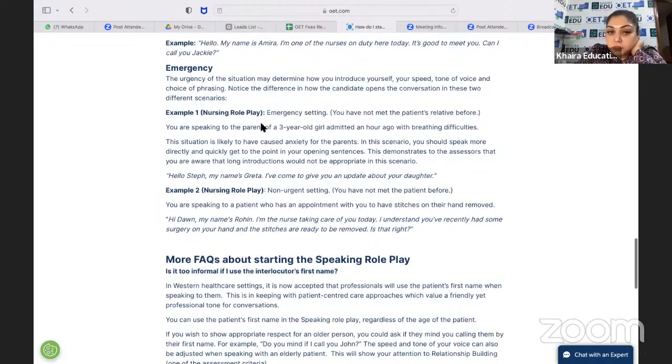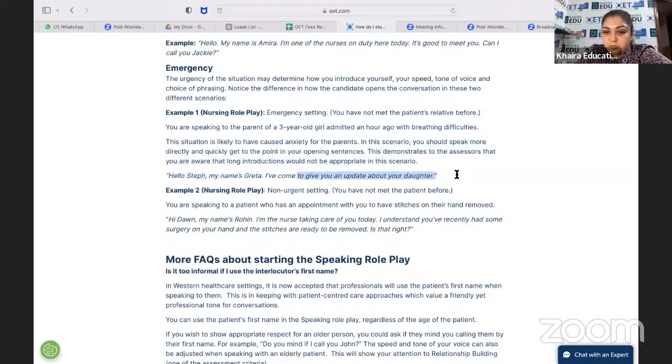The first one is an emergency setting. So you're speaking to the parent of a 3-year-old girl admitted an hour ago with breathing difficulties. This situation is likely to have caused anxiety for the patients. In this scenario, you should speak more directly and quickly and get to the point in your opening sentences. This demonstrates to the assessors that you are aware that long introductions will not be appropriate to the scenario. So an example here is, hello, Steph, my name is Greta.